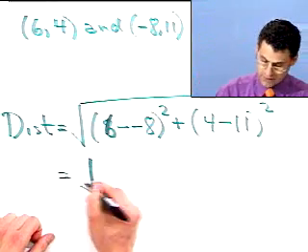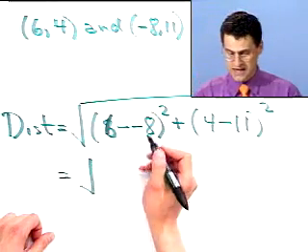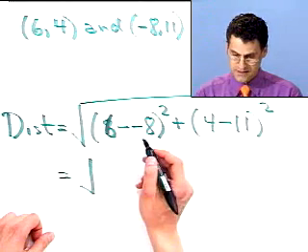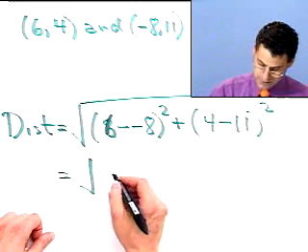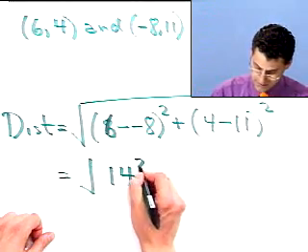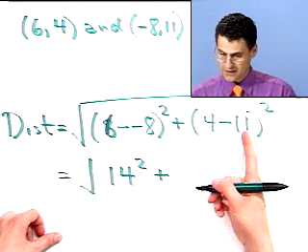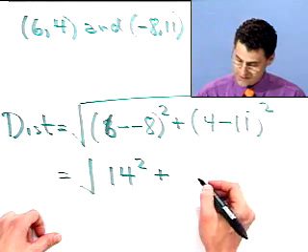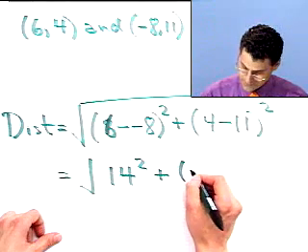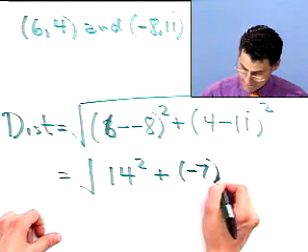So that equals the square root. Well, 6 minus negative 8 is 6 plus 8, and 6 plus 8 is 14, so I have 14 squared, plus, and then I have 4 minus 11, and so 4 minus 11 is what? Is that minus 7 squared?